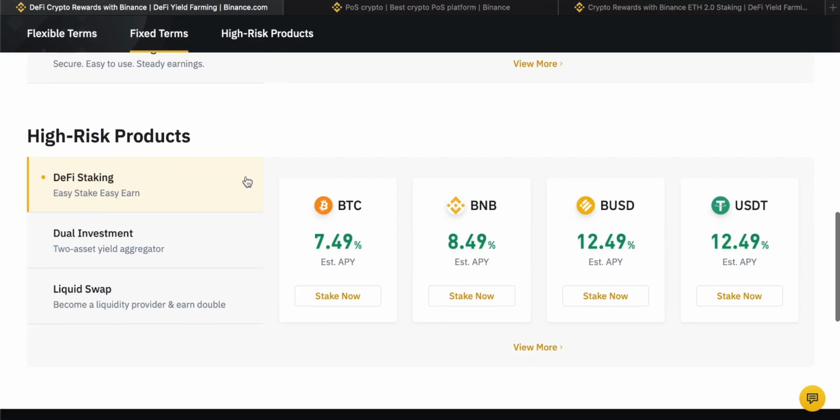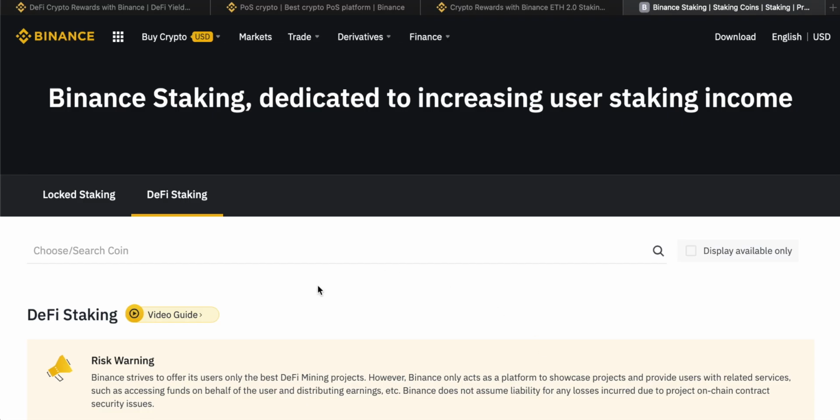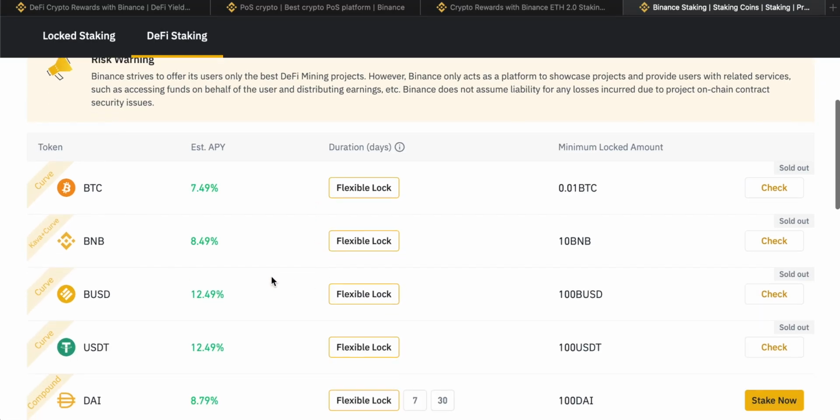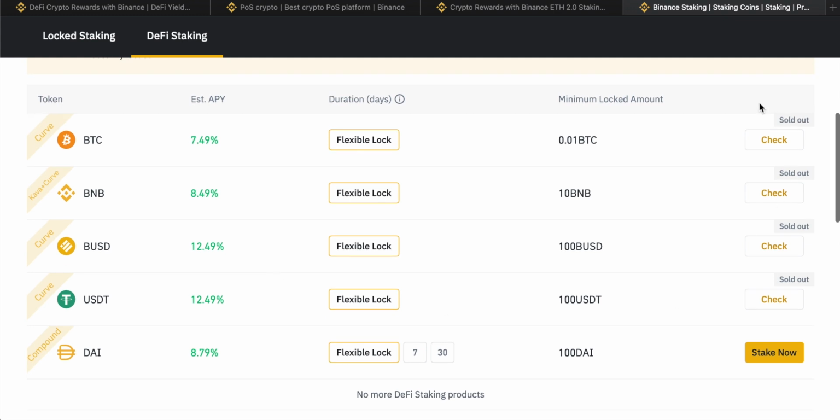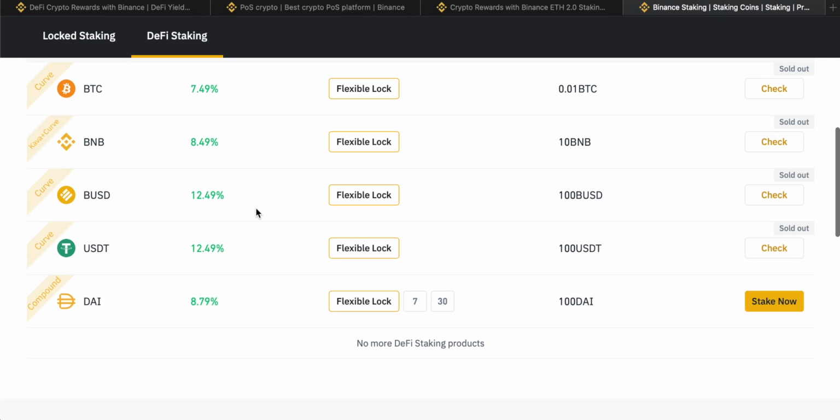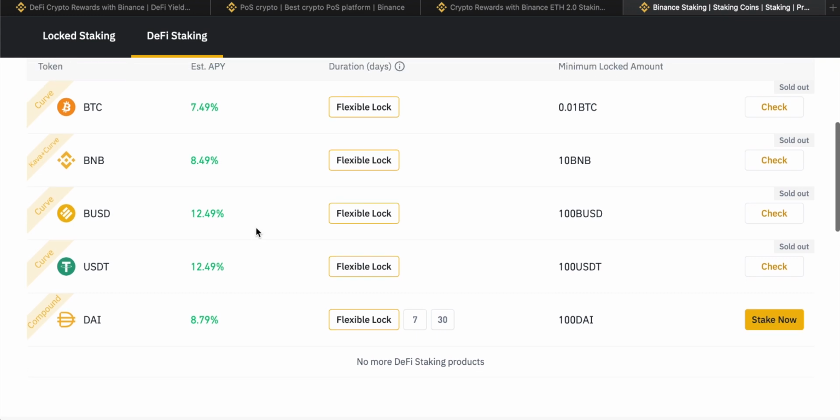So we're going to come down to high risk products. Now, I'm just going to highlight that this is a high risk product. Even Binance are saying this, DeFi staking, and then we can view more right here. And it does support a few coins in DeFi staking. Once more, these are sold out for now, but you can check this at the time you're watching. What is DeFi staking then? Well, Binance offers this, and really most of this is done on the Ethereum blockchain.